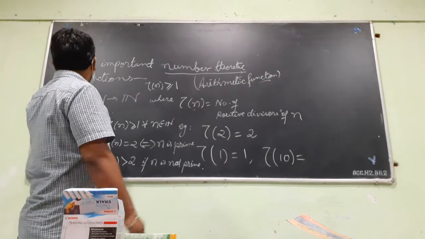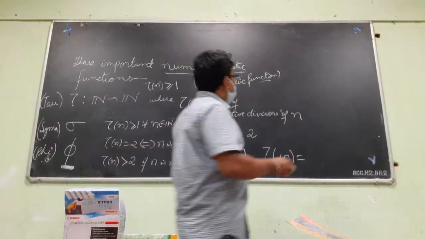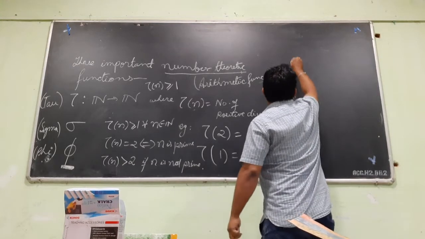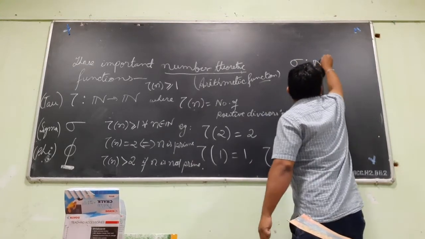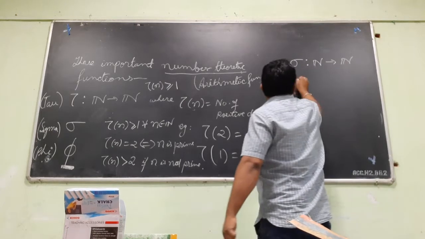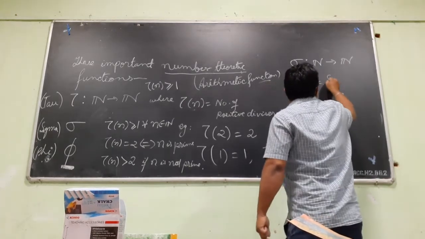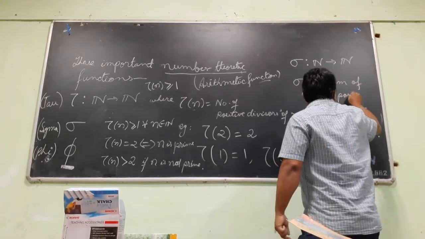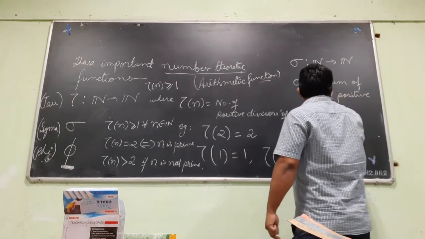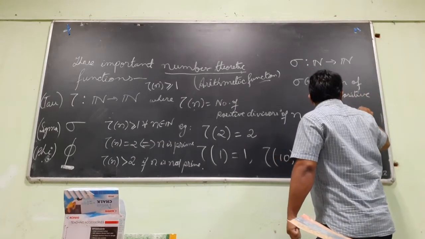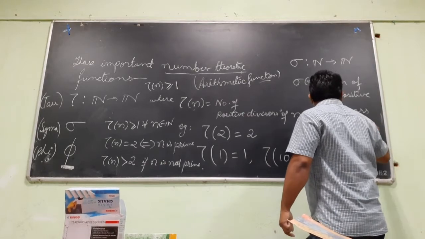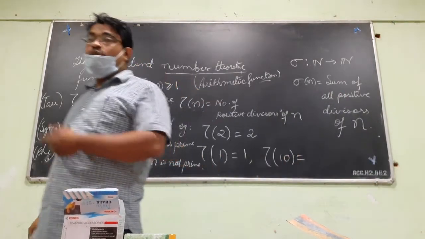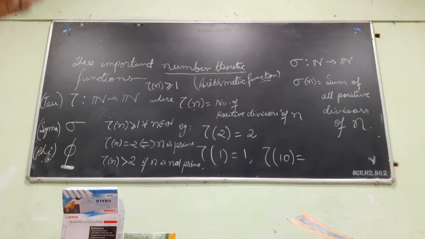Next, you have this one. So how can I write this? Let us define this also. Sigma is a function from N to N. So what is sigma? Sigma of n is the sum of all positive divisors of n. However many positive divisors there are, you take the sum of all that. Then that function is the sigma of n.